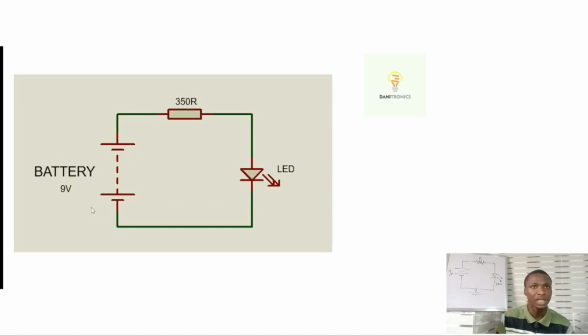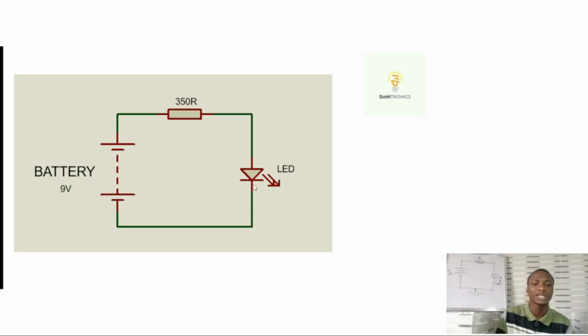This is a battery that we want to use to power up this LED. Of course, I've told you that LED is a light emitting diode, and anytime current flows through it, it emits light. And so we want to power this LED. You would have said, wow, why not just connect the LED directly to the battery and let it come on? Why? What is the essence of this resistor that we are putting here?